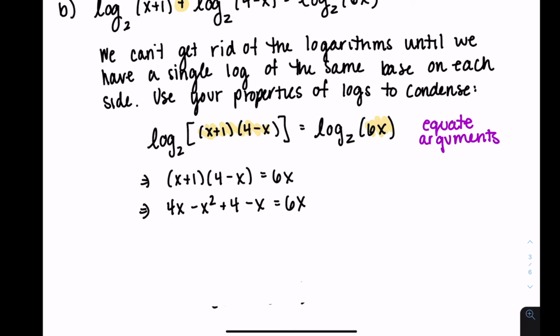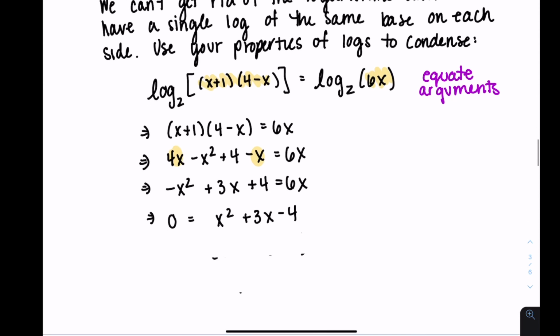So I can do a little bit. We can combine the 4x and the negative x. So that gives us negative x squared plus 3x plus 4 is 6x. Let's move everything over to the right-hand side to get a positive x squared. So we'll get 0 is x squared plus 3x minus 4. And that factors really nicely. So we end up with two x values that solve this quadratic equation.